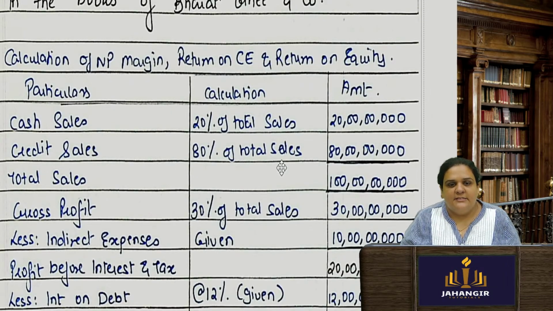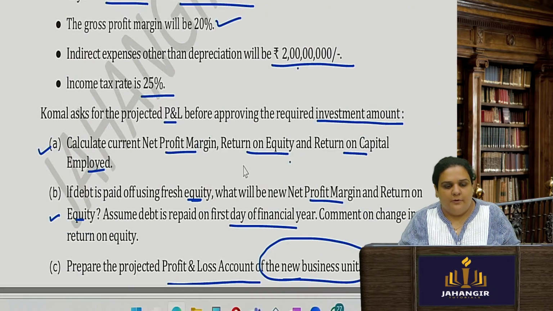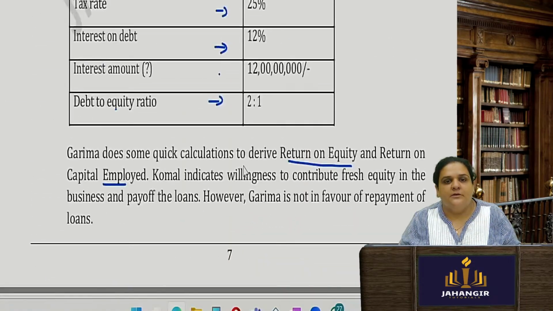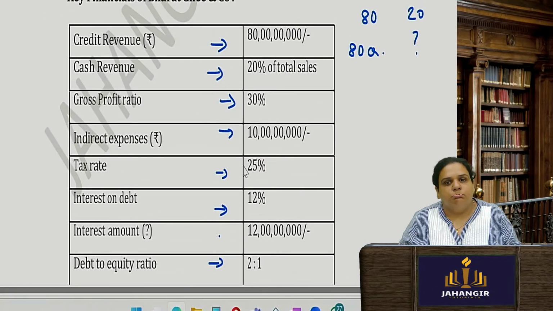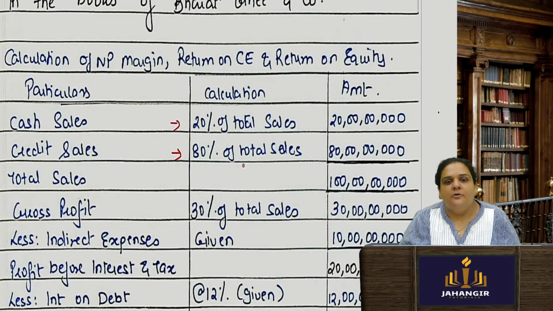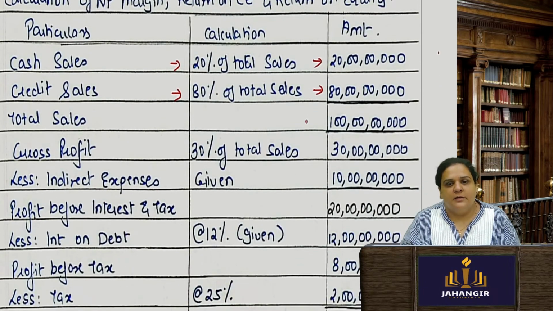Now cash sales and credit sales. They have given me credit sales as 80%. So the balance 20% will be the cash sales. I am keeping this open over here. We are referring to this table right now. So 80 crores is my credit sales, which is 80%. So 20% will be how much? Obviously 20 crores. So total sales is 100 crores. Done. Easy.